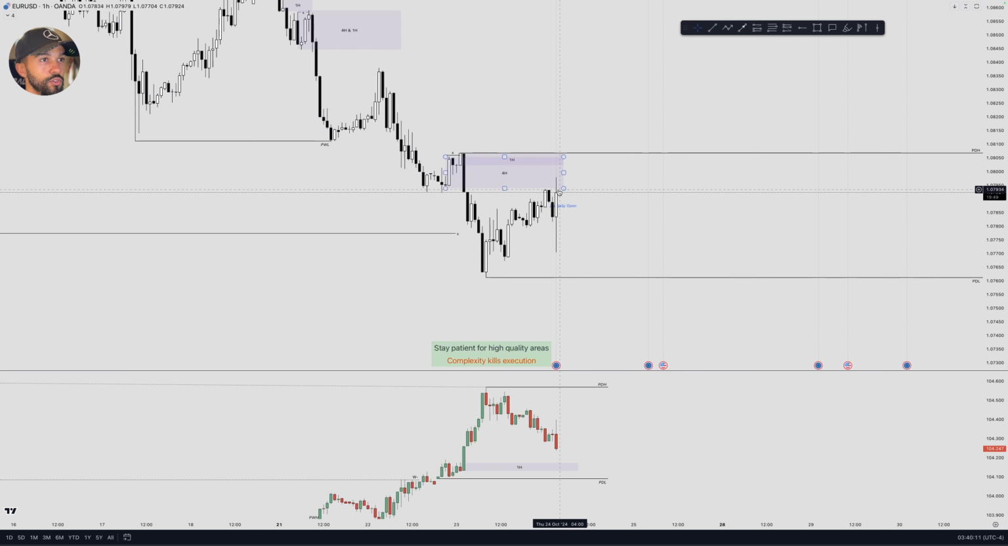Now, as I said on news, price wicked down because I think the French PMI was bad numbers. So we wicked down, mitigated this area here, filled this imbalance, took all that liquidity, right, respected this order block. And then the German news was positive numbers.